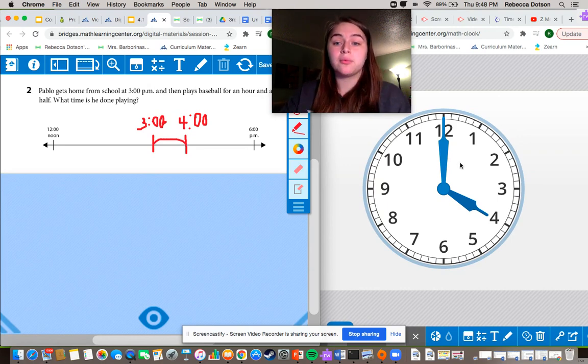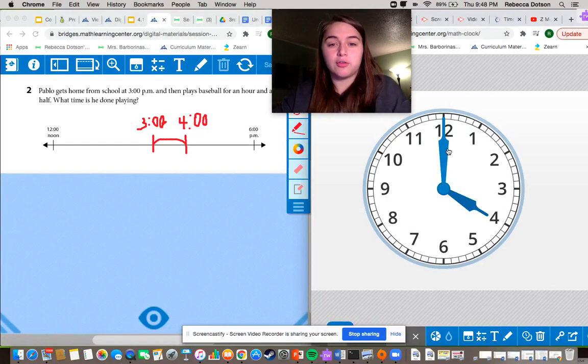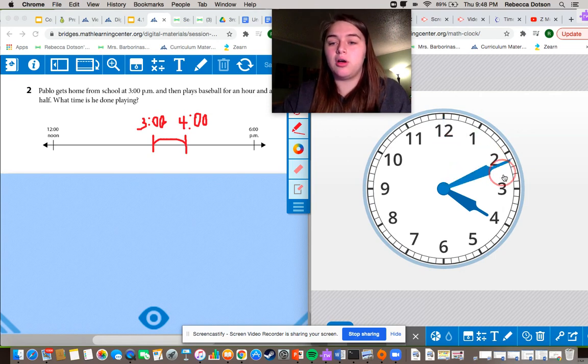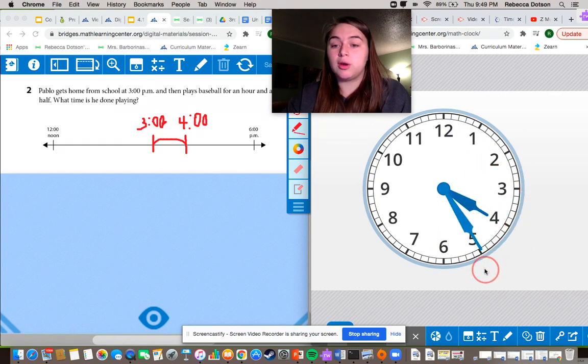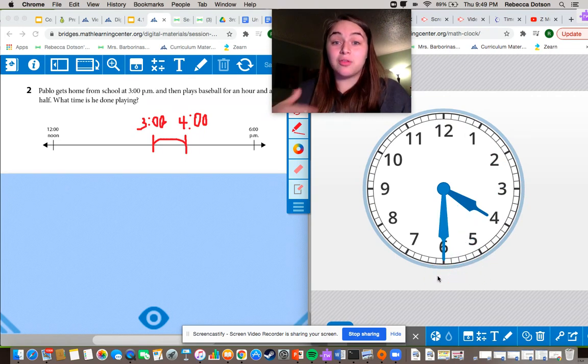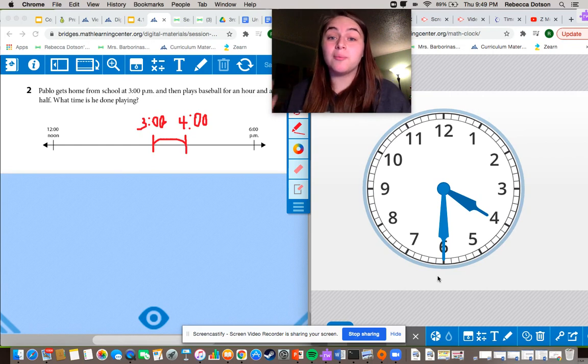So what would the clock look like about a half hour after 4 o'clock? Well, now we would need to move our big hand. And our big hand is going to move all the way down to 6. And we can count by 5s if we forget. So 5, 10, 15, 20, 25, 30. Yep, so that would be 4:30, because as you can see, the big hand went halfway around the clock.